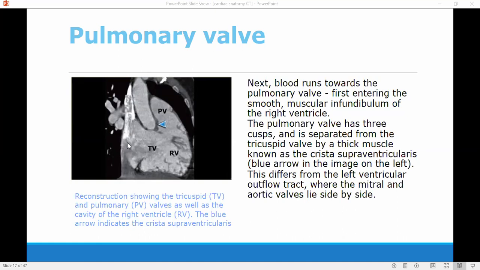Blue arrow in the image. This differs from the left ventricle outflow tract, where mitral and aortic valve lie side by side. Reconstruction showing the tricuspid and pulmonary valve, as well as the cavity of the right ventricle. The blue arrow indicates the Crista supraventricularis.